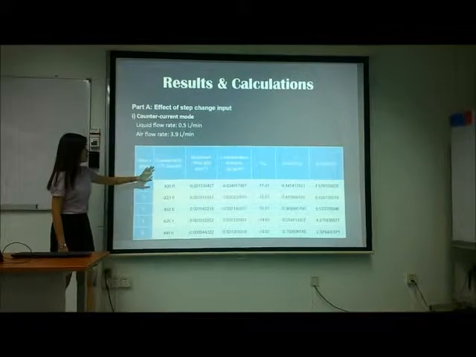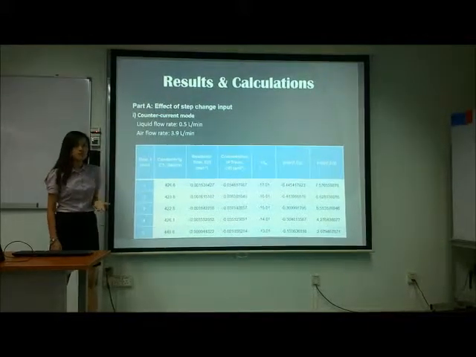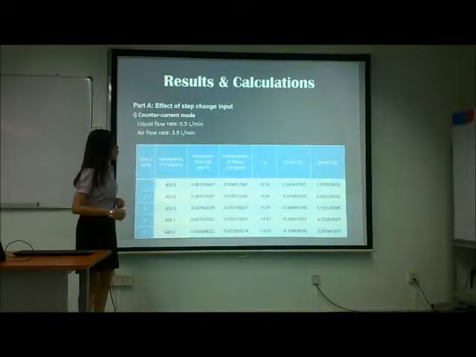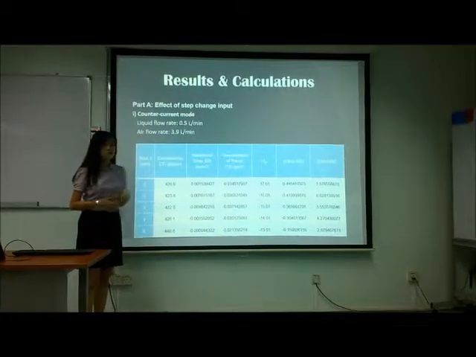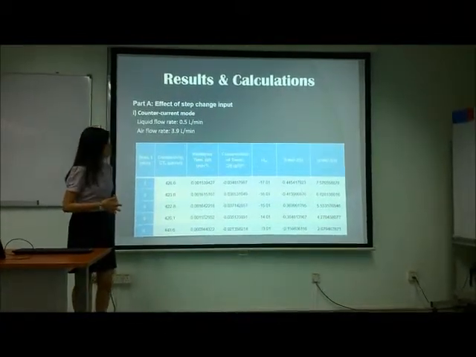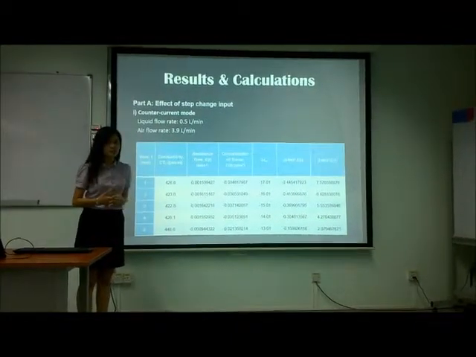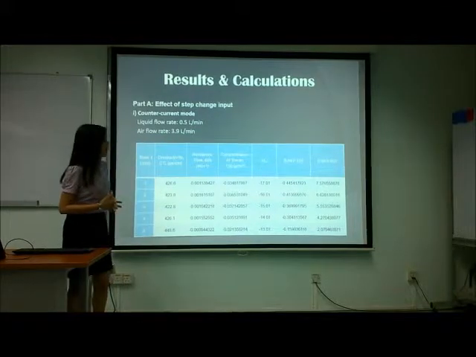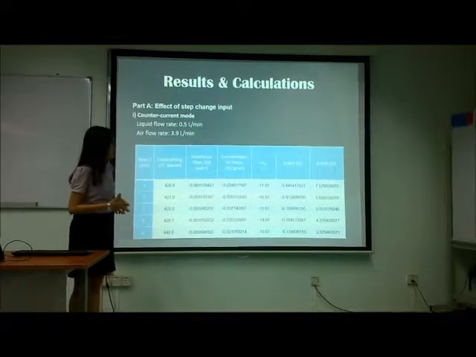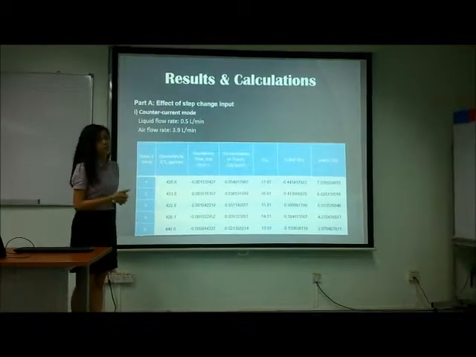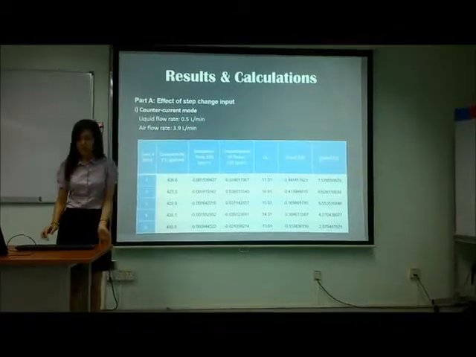The time and conductivity is what we obtained during the experiment, and then we need to calculate the residence time, concentration of tracer, time minus residence time squared times residence time distribution, as well as time minus residence time cubed multiplied by residence time distribution, which will be used for the later calculations.